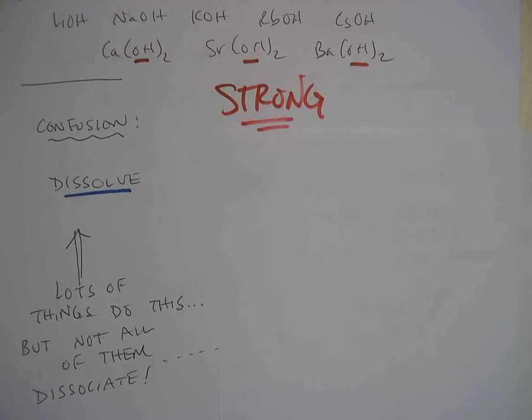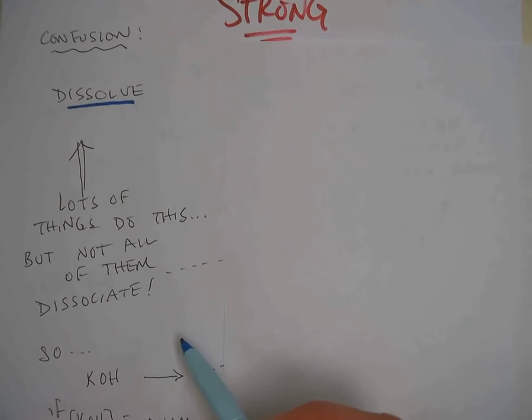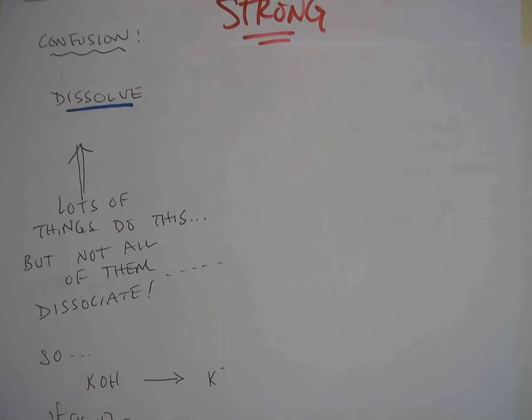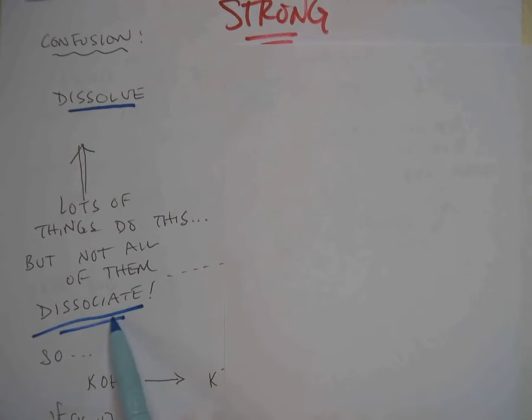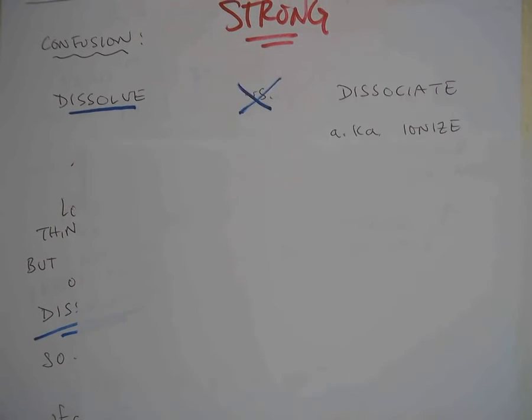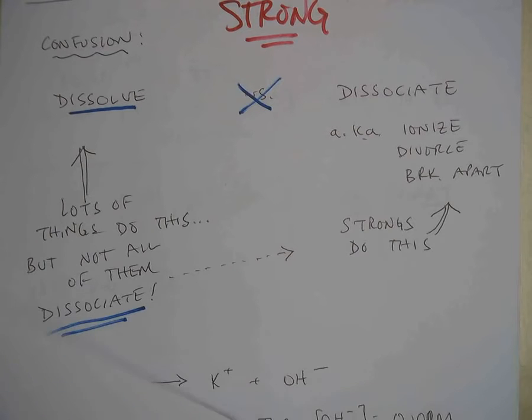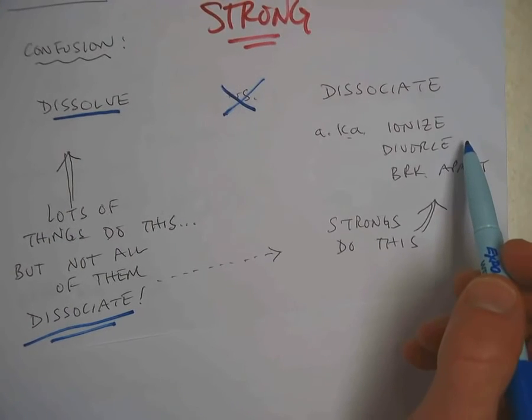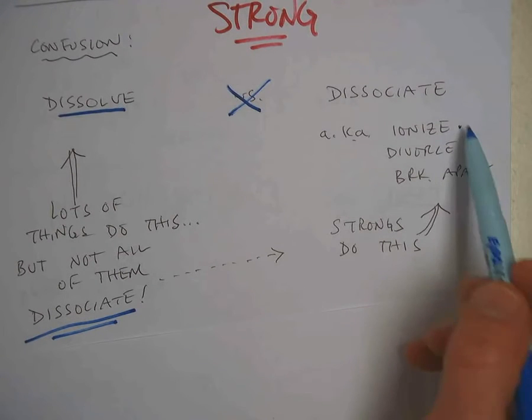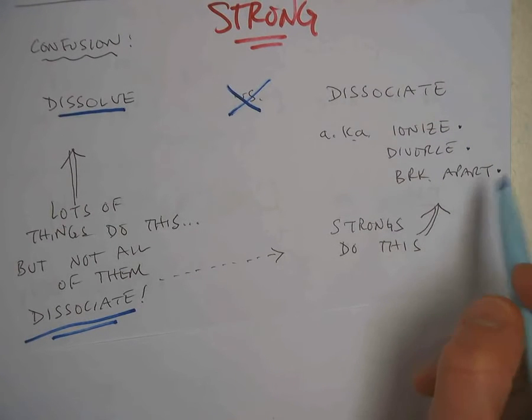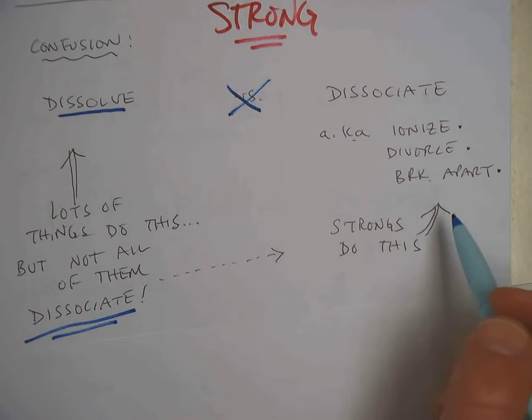Lots of things do this, but not all of them dissociate, okay? So what does dissociate mean? Well, there's about 5 different words that mean dissociate. Words that mean the same thing are ionize, divorce, break apart, separate. Strong things do this. Strong things completely dissociate or ionize or divorce or break apart.